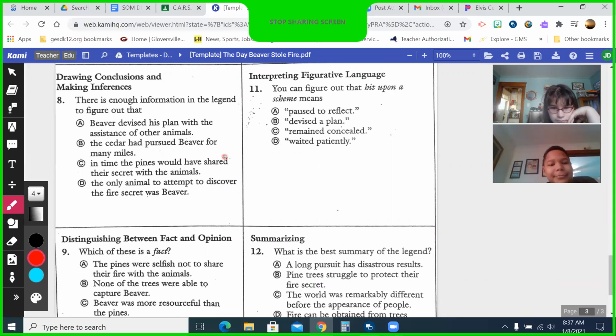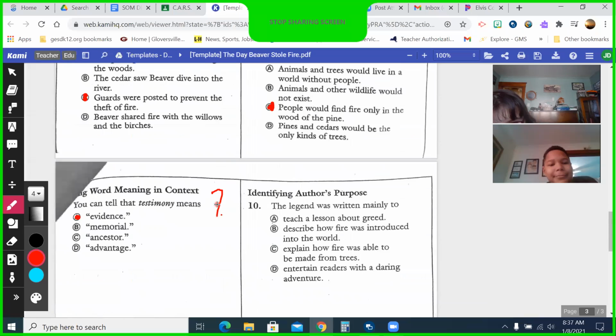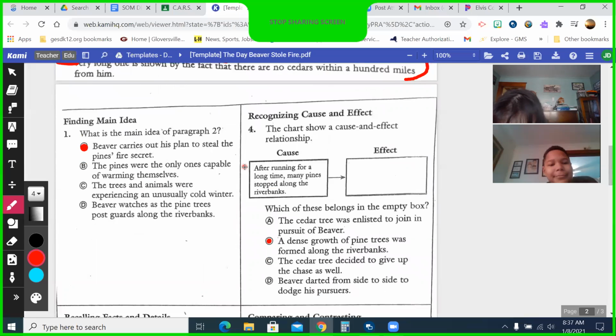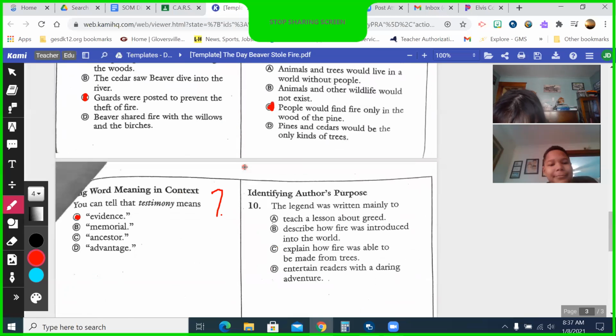Carl, what'd you get for number 8? Or what do you think number 8 is, even if you didn't get that far? In time, the pines would have shared their secret with the animals. What in the text would make you say that they would have, if they were setting guards and they were chasing the guy that took the coal? Is there anything in the text that says, we're all of a sudden going to change our mind? No, it's not C. We're winding down here.